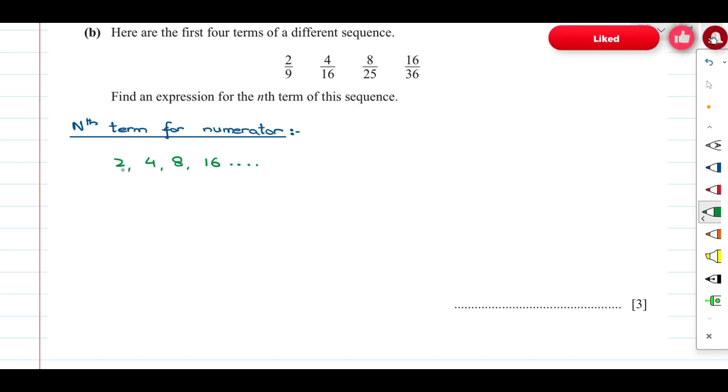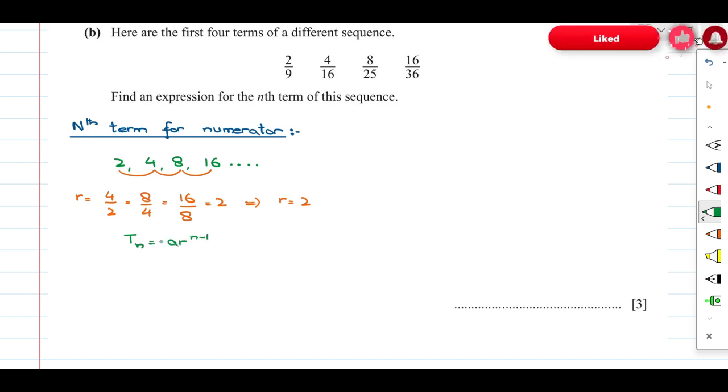You can see 2 times 2 is 4, 4 times 2 is 8, 8 times 2 is 16, and so on, right? So it has a common ratio, right? So r, the common ratio between 2 and 4, is 4 by 2, which is 2. The common ratio between 4 and 8 is 8 by 4, which is also 2. The common ratio between 8 and 16 is 16 over 8, which equals 2. So we get the common ratio for this sequence is 2. So once we know the common ratio, we can easily get the nth term. So the nth term should be equal to a r power n minus 1.